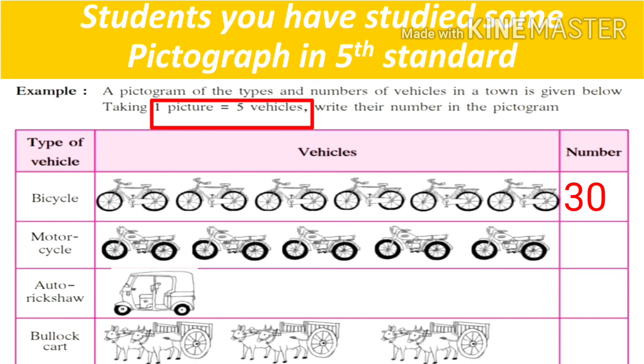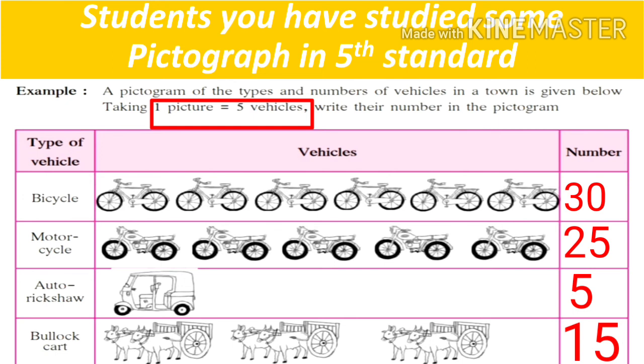Total 5 pictures are given. One picture equals 5 vehicles, so 5 into 5 is 25 motorcycles. The third is auto rickshaw. Only one picture is given, so one picture is 5 vehicles. So the number is 5. Bullock cart: 3 pictures are given, one picture is 5 vehicles, so 3 fives are 15. So bicycle is 30, motorcycle is 25, auto rickshaw is 5 and bullock cart is 15.